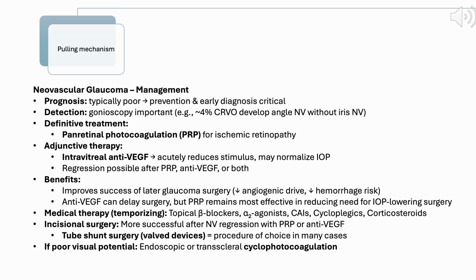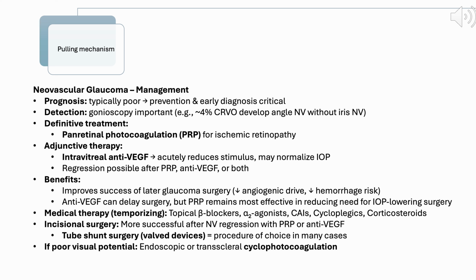The prognosis for neovascular glaucoma is typically poor, which is why prevention and early diagnosis are critical. Careful gonioscopy is especially important since angle neovascularization may be present even in the absence of iris vessels, such as in a small subset of central retinal vein occlusions. The definitive treatment is PRP for ischemic retinopathy. By reducing the ischemic drive, PRP remains the most effective way to decrease new vessel formation and slow disease progression.